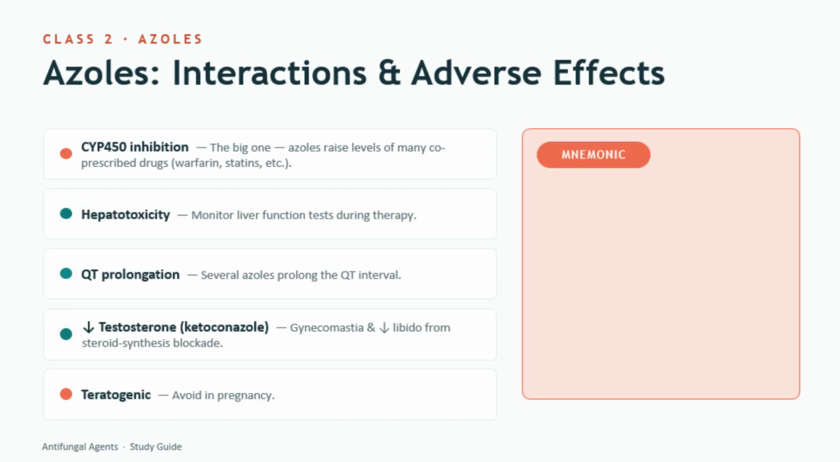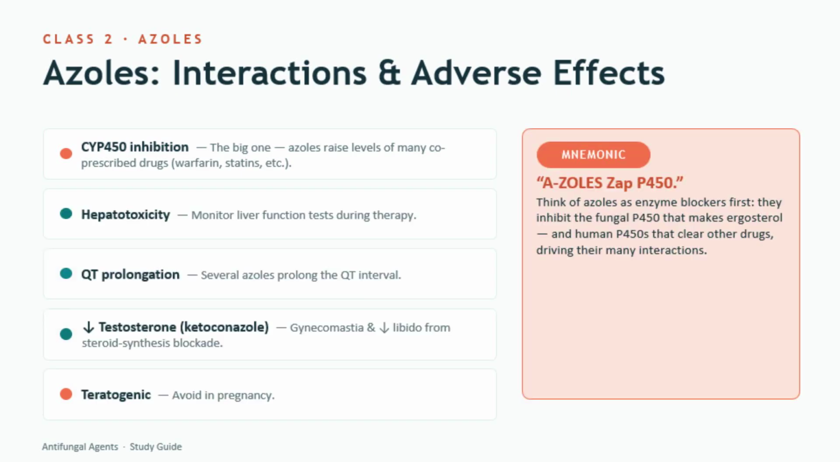Here's where azoles catch people out: drug interactions. The headline is CYP450 inhibition, "azole zap P450". They block the fungal P450 that makes ergosterol. Yes, but they also inhibit the human P450s that clear other drugs, so levels of warfarin, statins, and many others climb dangerously. Beyond that, watch for hepatotoxicity, so monitor liver function.